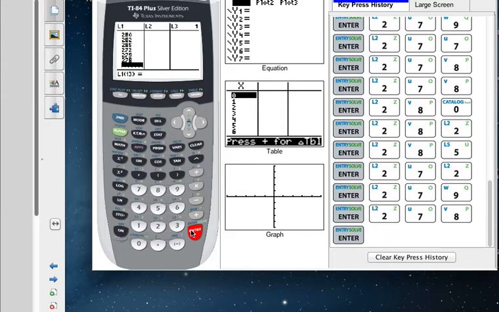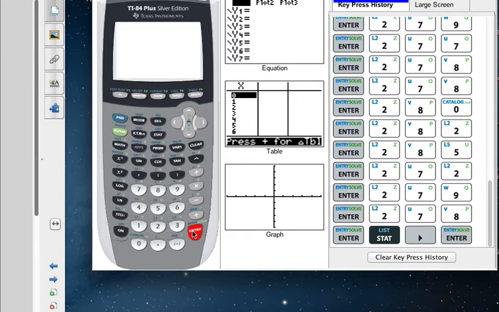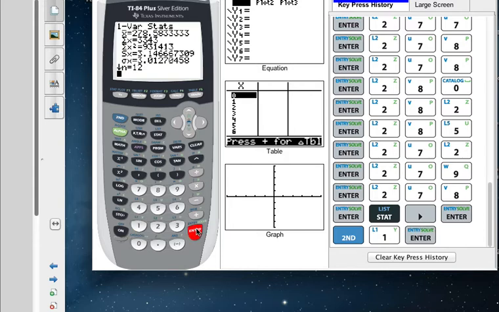So we have 12 scores entered in. Now, we're going to go ahead and push the stat button again. We're going to arrow over to calculate. We want one variable statistics, so go ahead and push enter. Now it's going to ask us to call up the list. We were in list 1 in our previous screen. So how you get to list 1 is you push second and the number 1, and then enter.